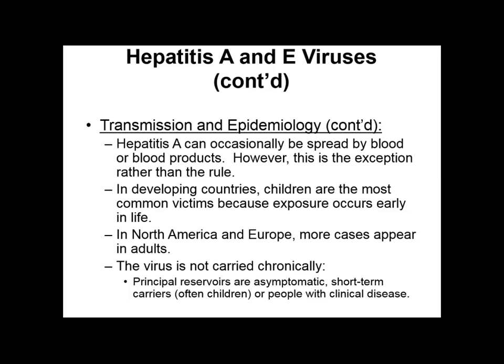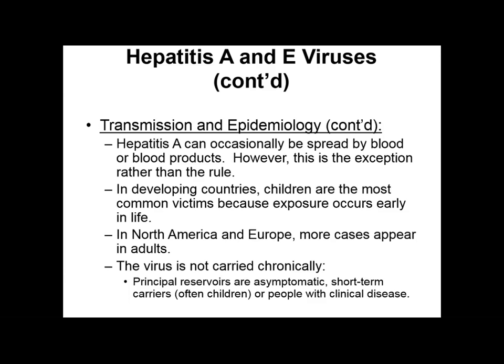We have found that hepatitis A can occasionally be spread by blood or blood products. However, this is the exception rather than the rule. Most cases of hepatitis A being spread within the United States are going to be in that fecal-oral route transmission, not the blood-to-blood transmission route.